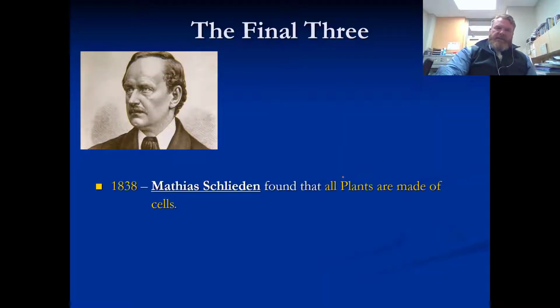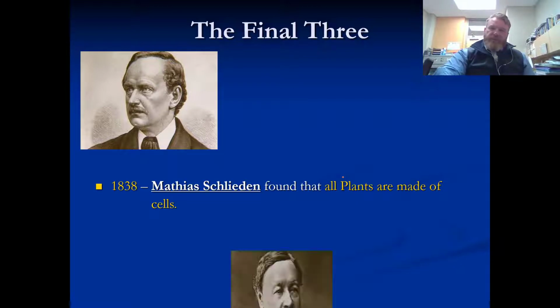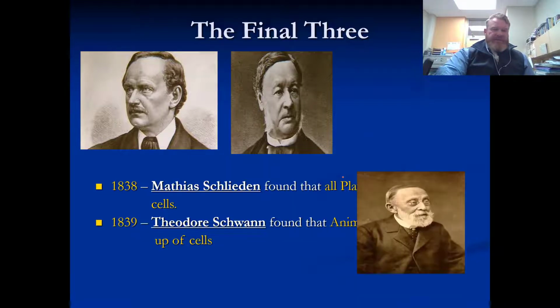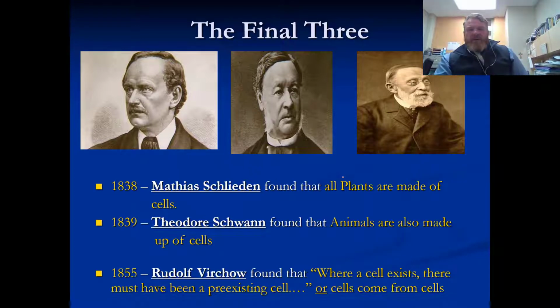All right, last 3 guys. Schleiden, he was one that said all plants are made of cells, and of course we know that to be true. Schwann was the one that said, okay, cool, plants are all made of cells. Let's look at animals. Sure enough, all animals are made of cells. And Virchow was the guy that really saw cells starting to divide, and it's like, ooh, all cells come from pre-existing cells.